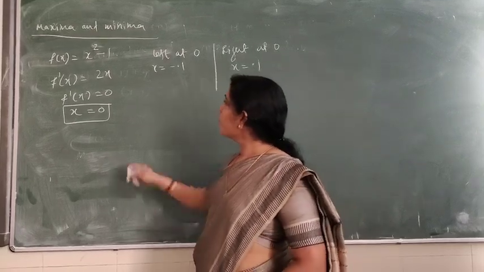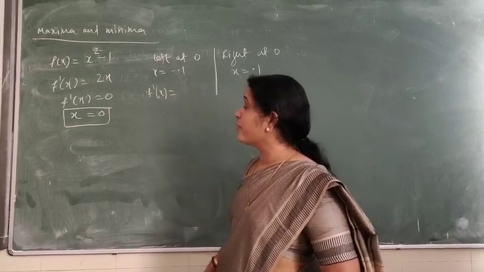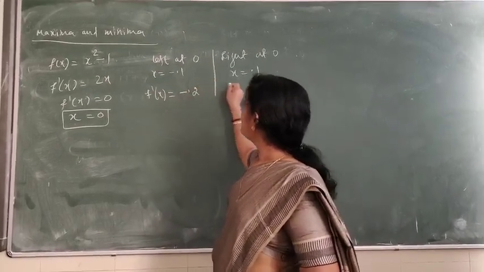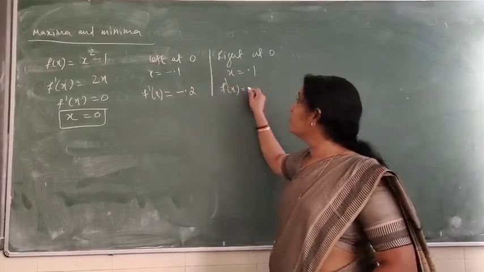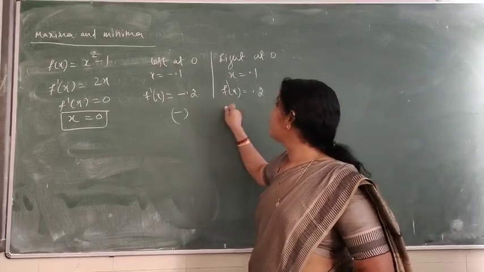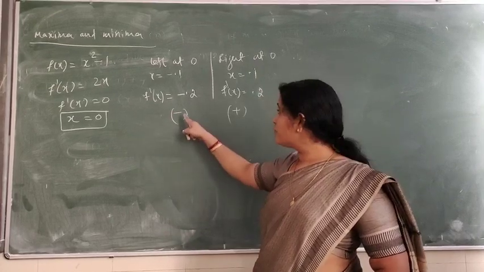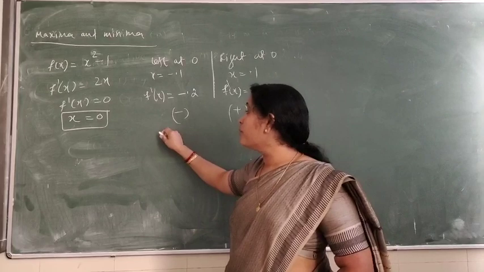Now substitute in where f dash of x. If I substitute here, we will get minus 0.2. And here, substituting, f dash of x is equal to plus 0.2. The sign is negative here and positive here. If f dash of x changes sign from negative to positive, then we say this is a local minimum.